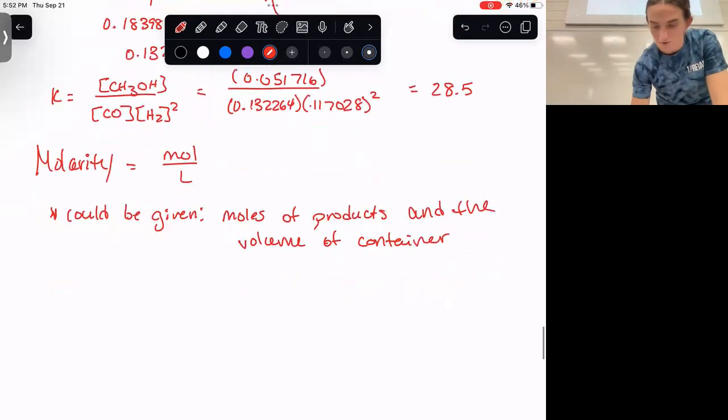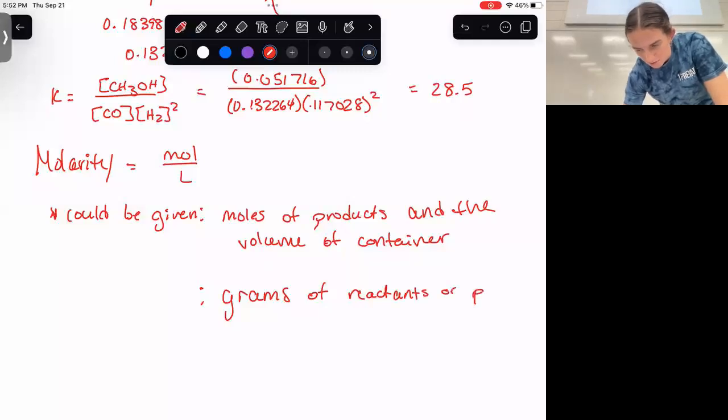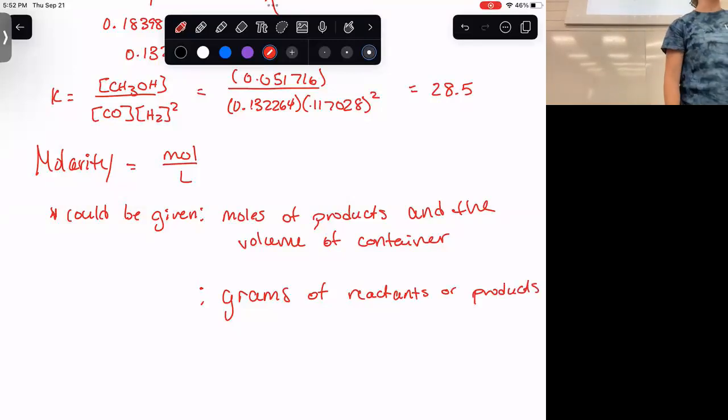We could be given grams of reactants or products. Then we can use the molar mass to get to moles, and then you would also be given the volume of the container.